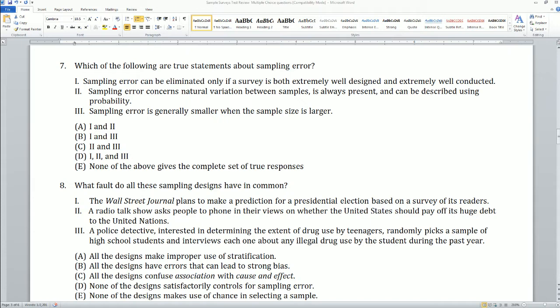Which of the following are true statements about sampling error? One: Sampling error can be eliminated only if the survey is both extremely well designed and extremely well conducted. Two: Sampling error concerns natural variations between samples, is always present, and can be described using probability. Three: Sampling error is generally smaller than the smaller sample size is always larger.